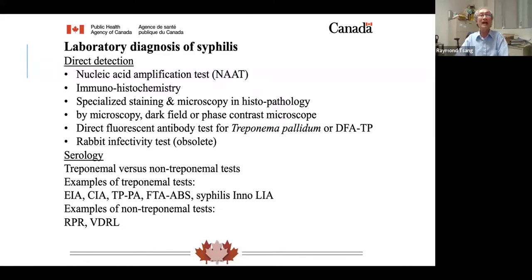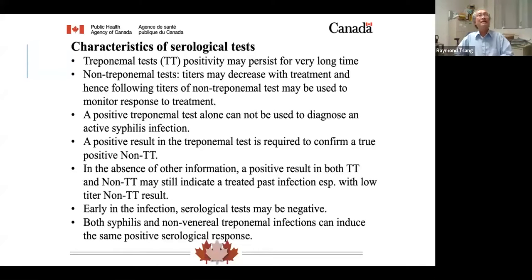LIA stands for line immunoassay. It's sort of like a Western blot where antigens are immobilized on a solid matrix, exposed to serum, and then the reaction is detected by some reporter molecules that give out a signal or color change. Examples of non-Treponema tests include RPR and VDRL.